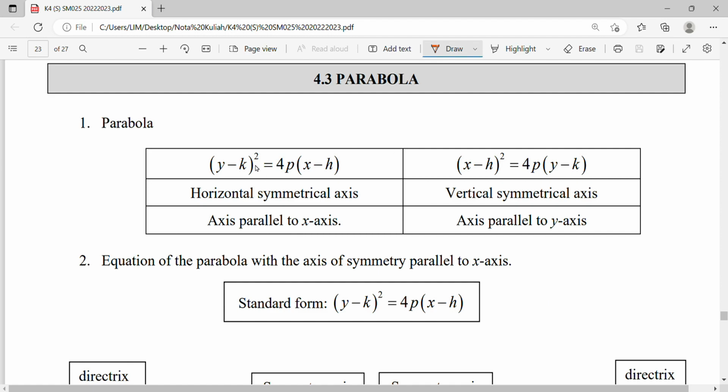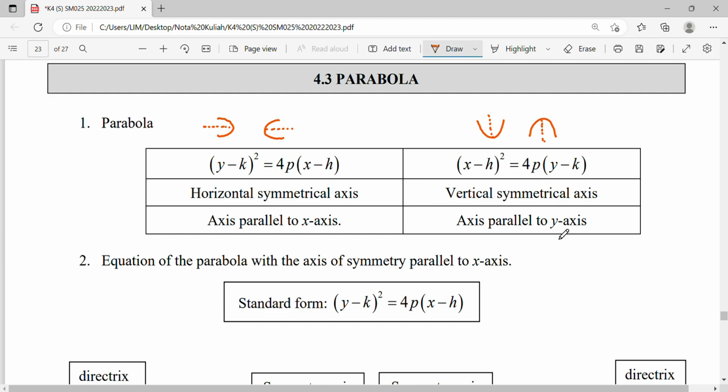And then the y squared type is a parabola shape that opens to the left or to the right. So it has a horizontal symmetrical axis. The symmetrical axis will be like this. So the axis is parallel to the x-axis. Meanwhile, the parabola whose formula starts with x squared will open up or open down. So its symmetrical axis will be a vertical symmetrical axis, and this axis is parallel to the y-axis.